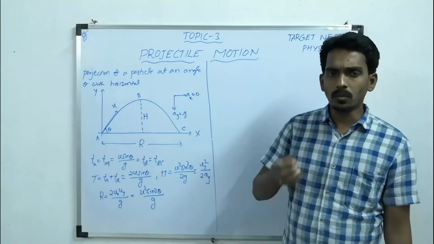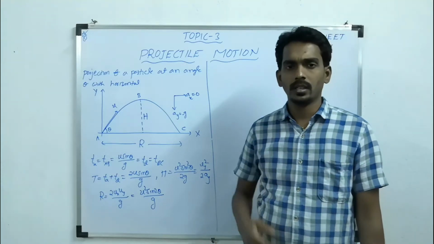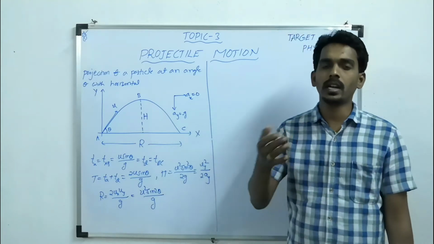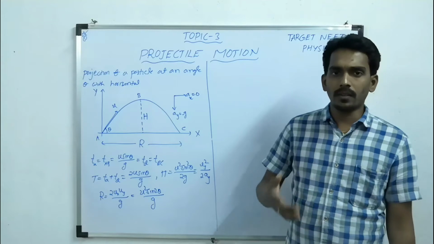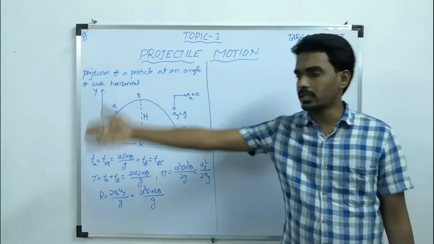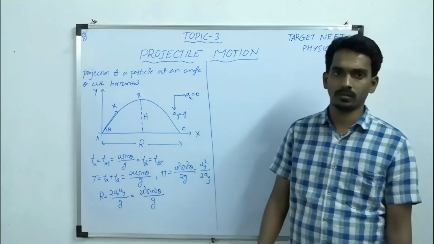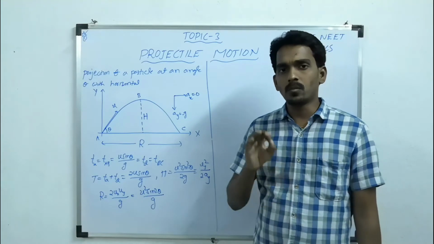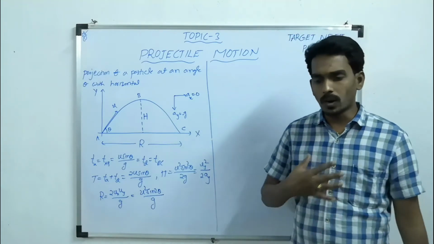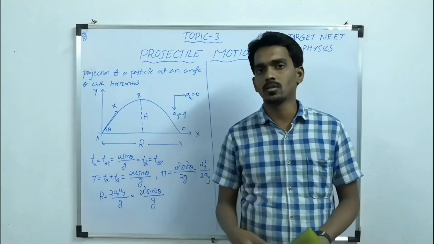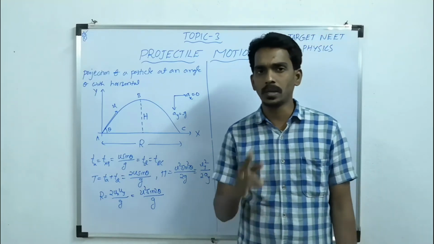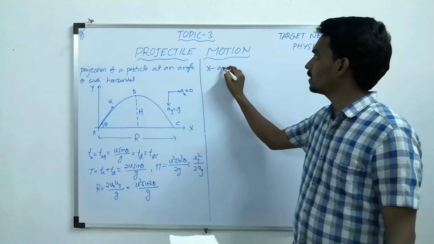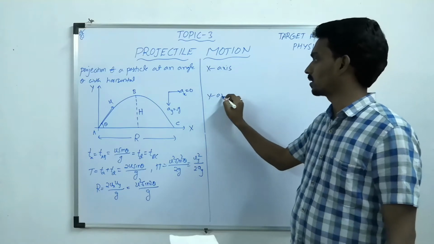Now, when you throw the body at some angle into air, it moves under the effect of what? Gravity again. Because of gravity, it reaches a particular maximum height and then comes back, reaches the ground. Now, in that case, this is like a motion in 2 dimensions. So my best suggestion is, when you want to solve the motion in 2 dimensions, split the motion into 2 directions separately, like x-axis and y-axis.